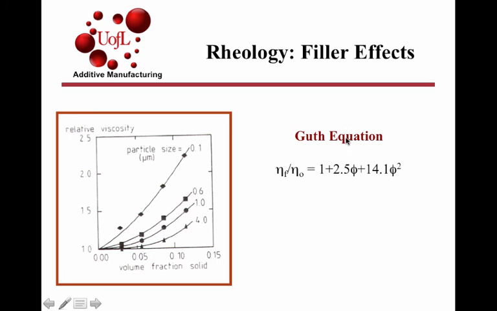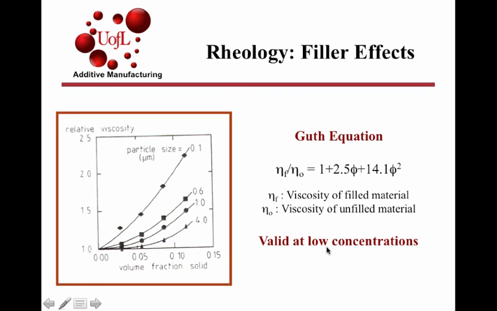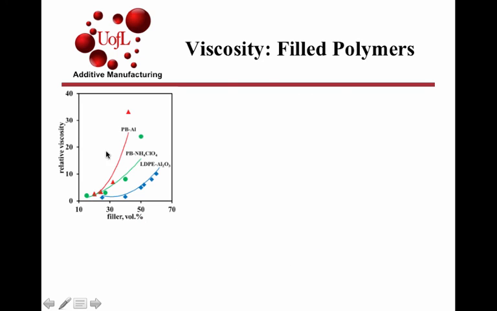This part of the equation, up to 2.5 phi, was developed by Einstein as part of his PhD thesis, which is valid for very dilute solutions, and his investigation was in Brownian motion in fluids. This parameter over here represents the nonlinear portion as you increase particle-particle interactions in the suspension. As you increase the volume fraction beyond these low concentrations, you see viscosity dramatically increasing as a function of filler content, and you go from about 10% all the way to about 50, 60%.